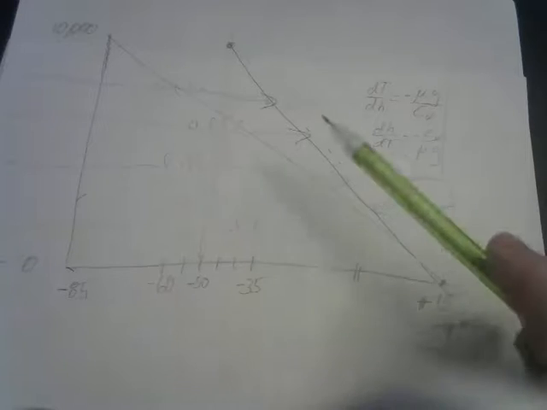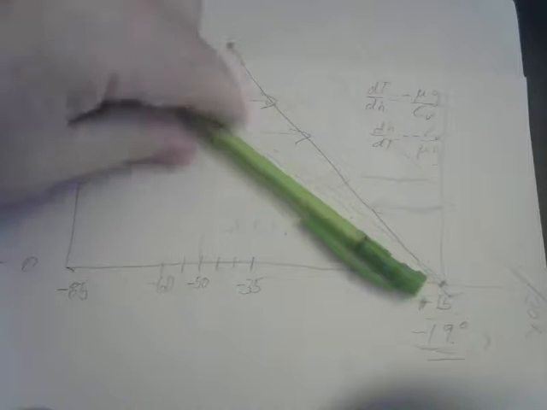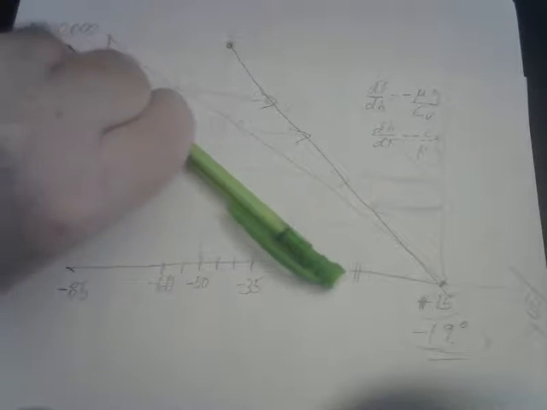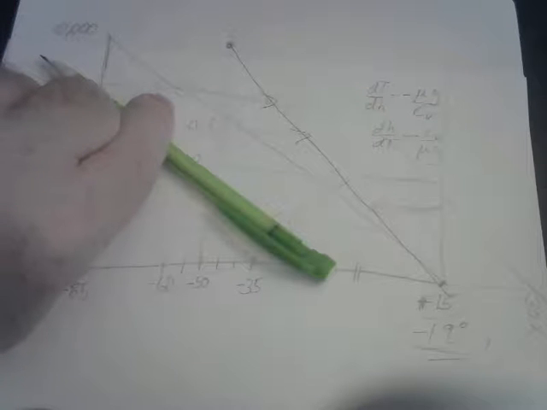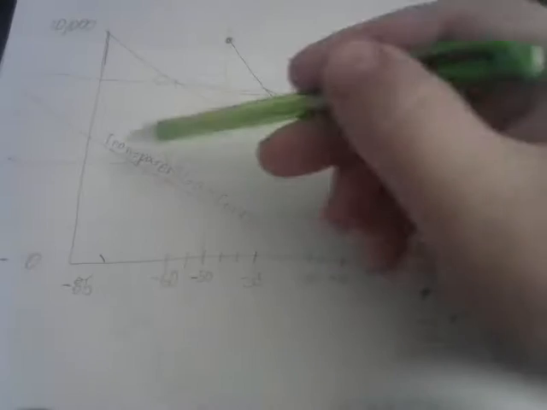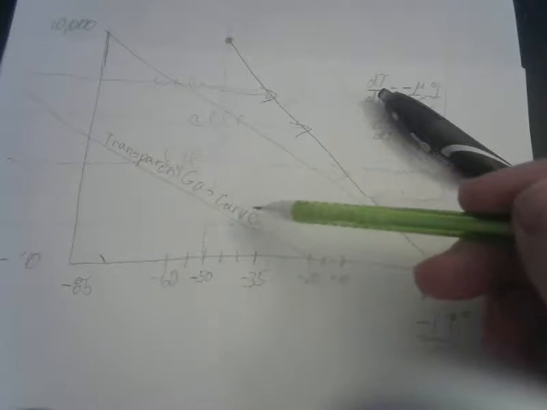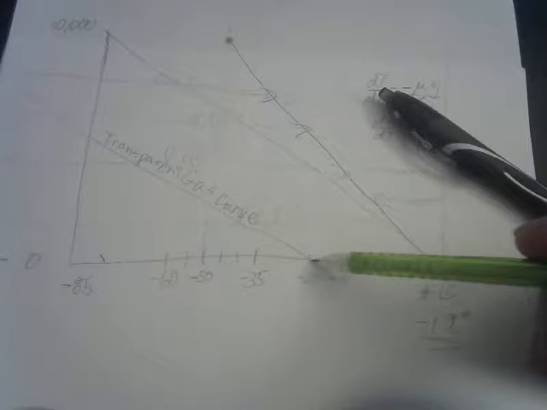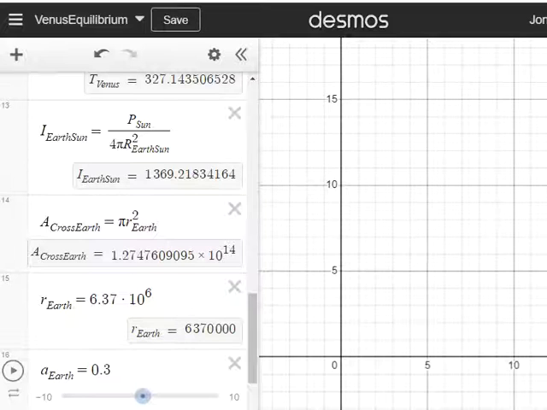I disagreed because I say if we had a completely transparent gas here, then this would be our line, and it would intersect the surface at negative 19 degrees Celsius. And that is where it would be if we had a completely transparent gas. If we had a perfectly transparent gas, the heat input on the Earth would be equal to the heat output. This would be where the equilibrium was. It would be based on, and I'll go through that derivation real quick here.